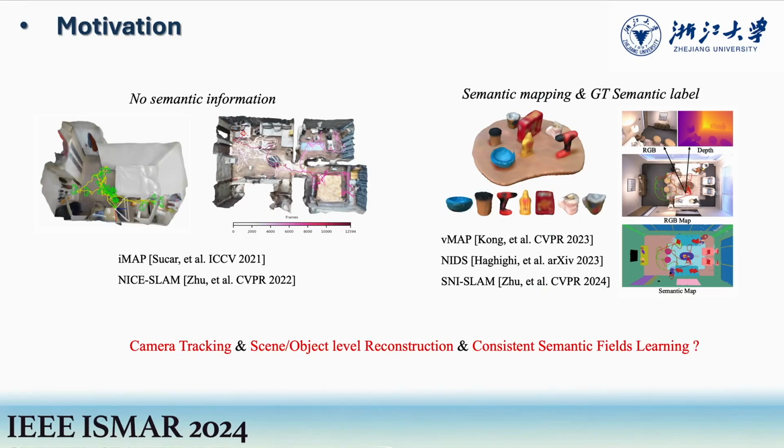Previous implicit-based neural SLAM, like iMAP and NICE-SLAM, only reconstruct the geometry and appearance information and do not model semantic information. Recently, some works pay attention to modeling semantic information, like vMAP, NIDS, and SNI-SLAM. But they use GT semantic and instance information to model it. However, GT information is often not available in real scenarios. Therefore, we wonder if we can recover the camera pose, scene and object level reconstruction, and consistent semantic field learning only from the RGB-D image sequence.